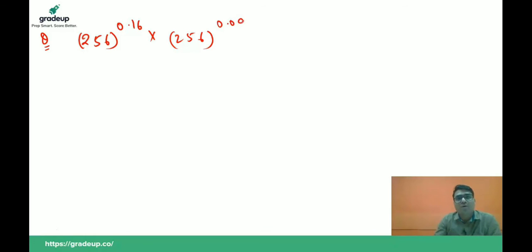Okay, the question is 256 raised to the power 0.16 into 256 raised to the power 0.09. This you have to find. So you have a formula: a raised to the power n into a raised to the power m is equal to a raised to the power n plus m.